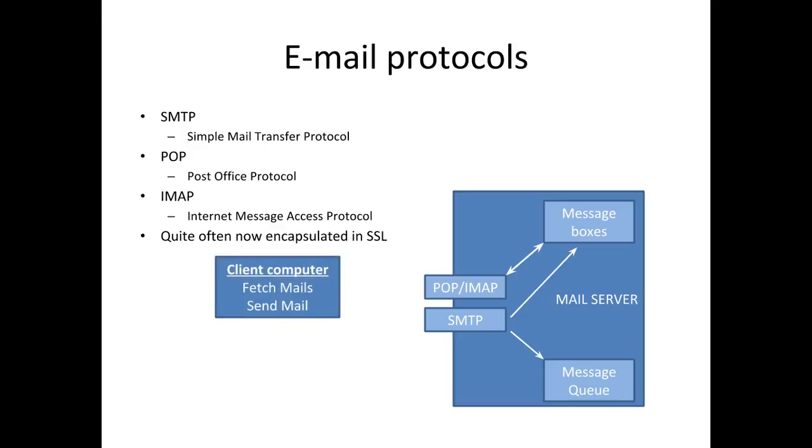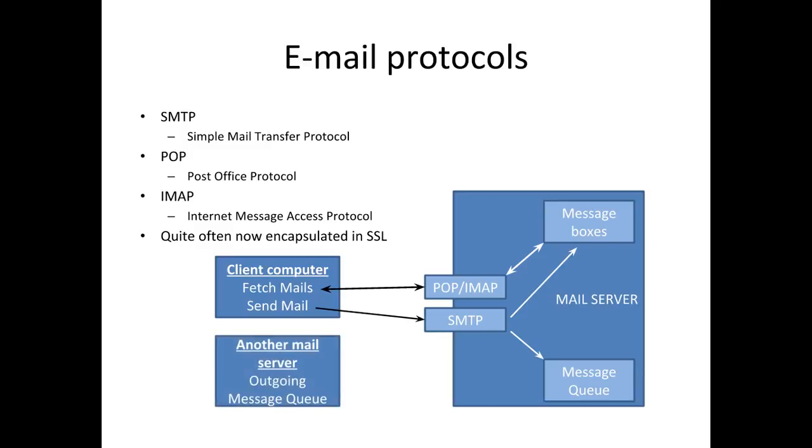Now, you will have a client computer of some kind, and that client computer is going to have some software on it that is able to fetch emails and also able to send emails. It's going to be fetching emails using POP or IMAP, and it's going to be sending emails using SMTP. You will also have another mail server, and that other mail server will no doubt be receiving emails, which it is then able to pass on to its clients. So that's an overview of how email works.